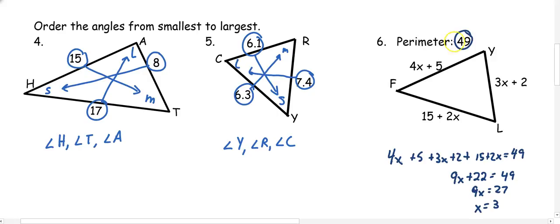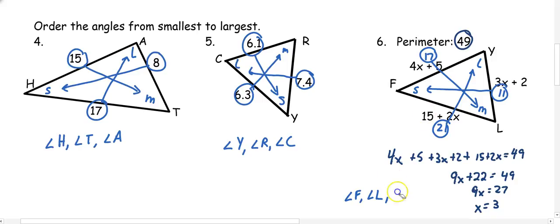Once I know x is 3, I'm going to label my sides with their side lengths. So 4 times 3 plus 5 is 17. 3 times 3 plus 2 is 11. And 15 plus 2 times 3 is 21. So my smallest angle is across from the shortest side, my middle angle is across from the middle side, and my largest angle is across from the longest side. So my angles would go in order of F, L, and Y.